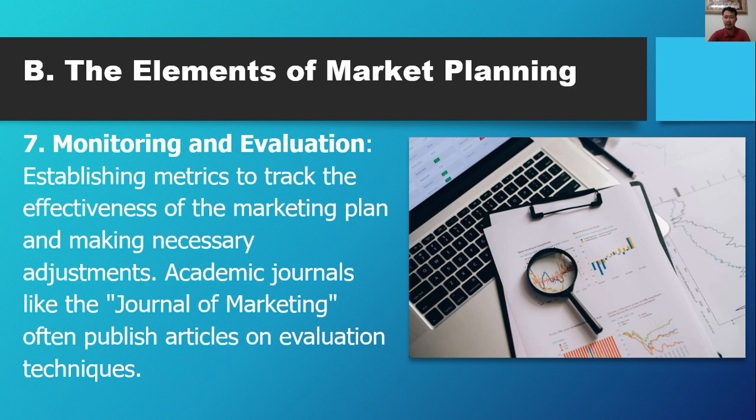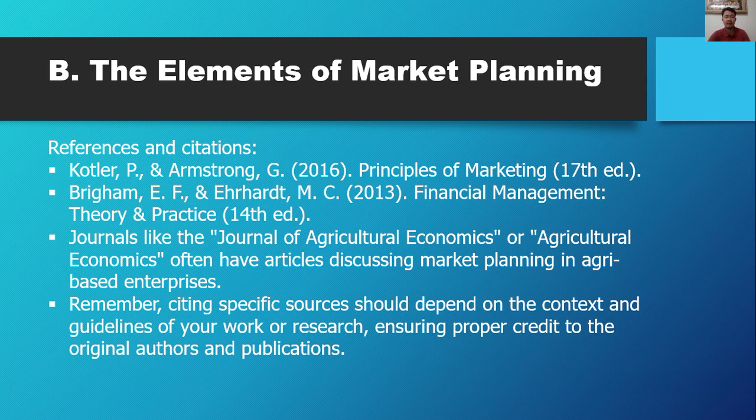And then your monitoring and evaluation, establishing metrics to track the effectiveness of the marketing plan and making necessary adjustments. Academic journals like the Journal of Marketing often publish articles on evaluation techniques. You may review some of these techniques so that you can use them to measure the effectiveness of your marketing approach. So these elements of marketing planning are the suggested references and citations for your additional readings. You need to remember, class, that citing specific sources should depend on the context and guidelines of your work or research, ensuring proper credit to the original authors and publications.